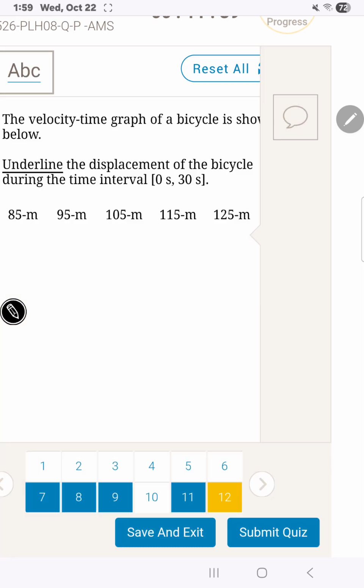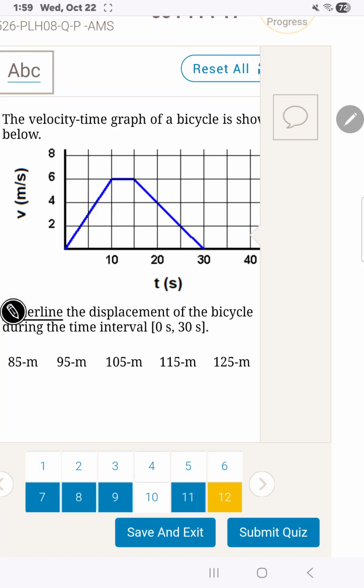Question number 12 now. The velocity time graph of a bicycle is shown below. Underline the displacement of the bicycle during the time interval from 0 to 30 seconds. Okay, in a velocity time graph, displacement equals area. Let's write this formula.